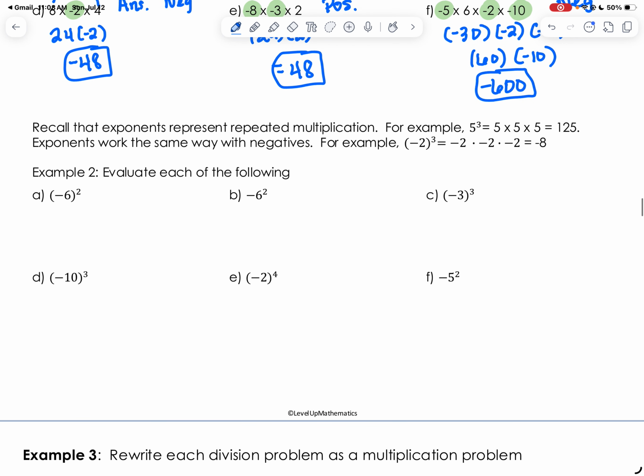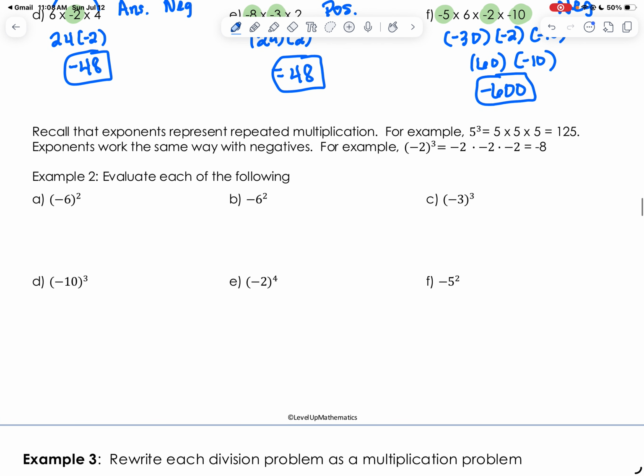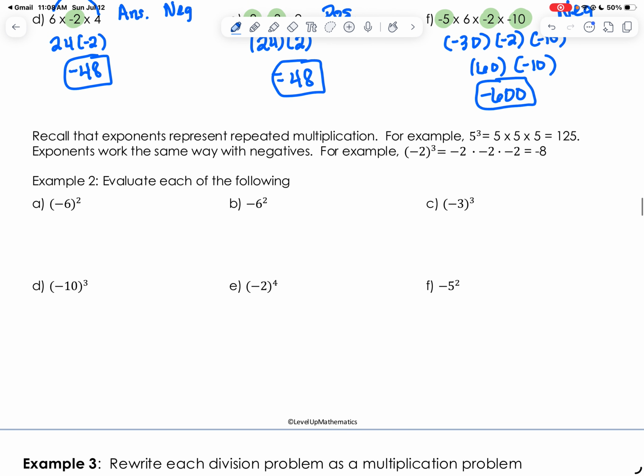All right. Now, let's talk about exponents for a minute. Recall that exponents represent repeated multiplication. For example, 5 to the third power, or 5 cubed, is 5 times 5 times 5, which is 125.